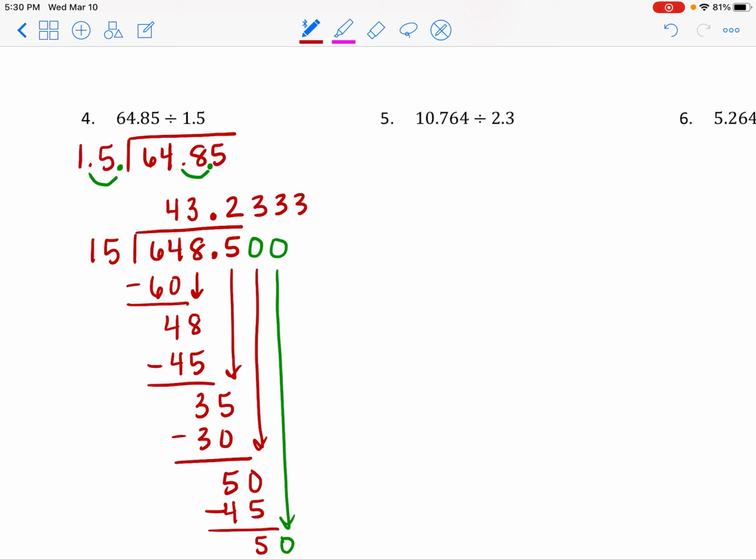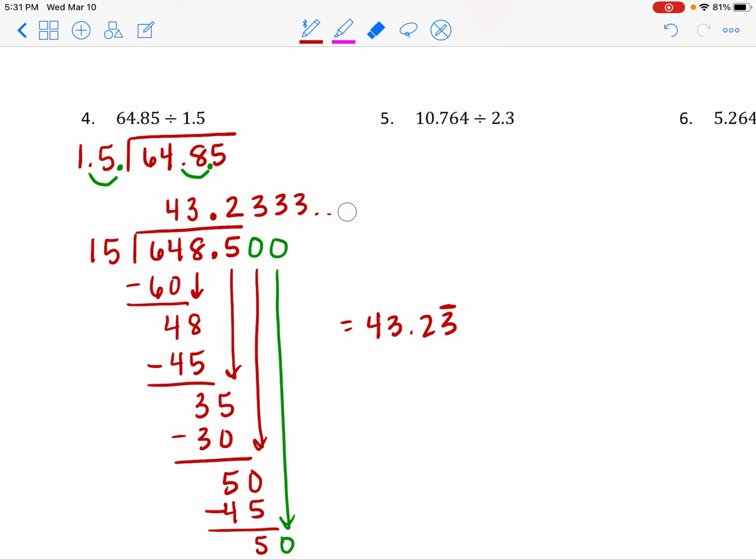So 43.2333 is going to continue. And we call that a repeating decimal. And so we're going to call this answer 43.23 repeating. And when a decimal repeats, we put that little bar over it to say that it's repeating. So that's what the ellipses means. It's going to keep going.